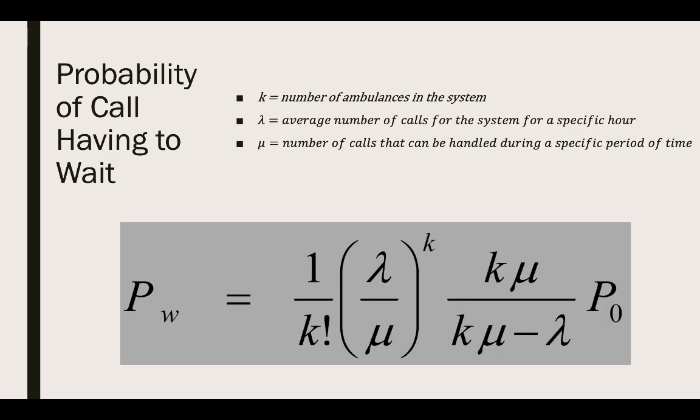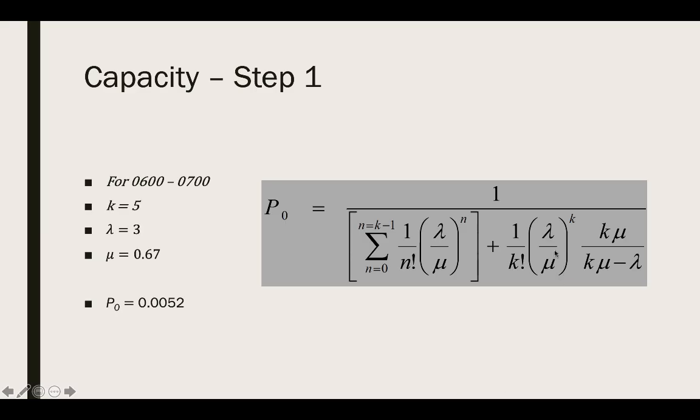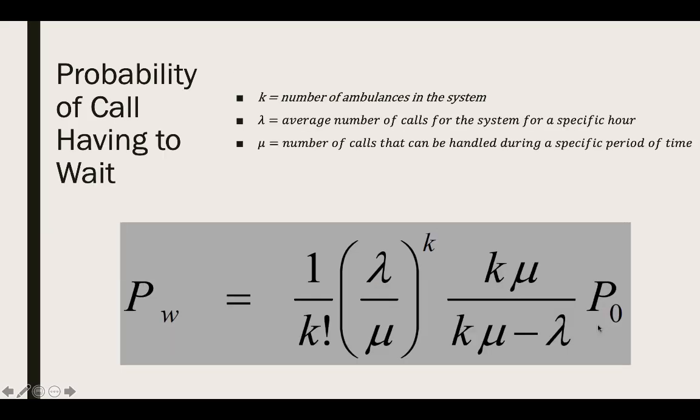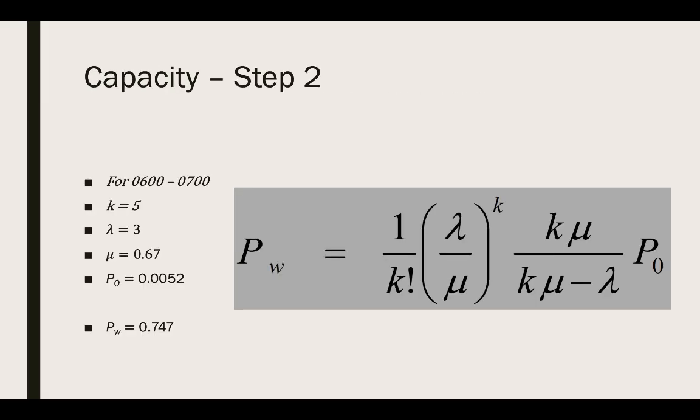So here we've got that 0.67 since we have average total call time of 1.5 hours. This looks a little hairier than you might think. If we're doing this by hand, pay attention to this first part before the P0. If we go back to this, well, there it is. So if you're doing it by hand, you've already done it. We're just transplanting and then multiplying by P0. So let's plug in the numbers for step 2.